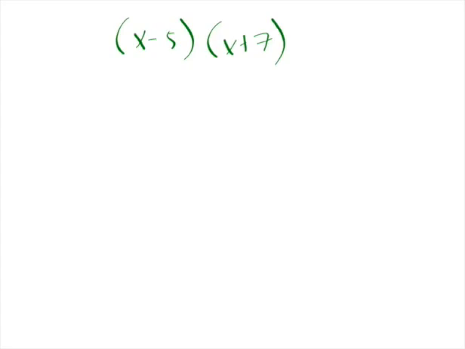So first, remember, F is first. We're going to multiply the first terms in both of these parentheses. The x's are the first terms. So we're going to multiply positive x times positive x. That's x to the 1 power times x to the 1 power, which will give me x to the second, or x squared. So that's the first term.